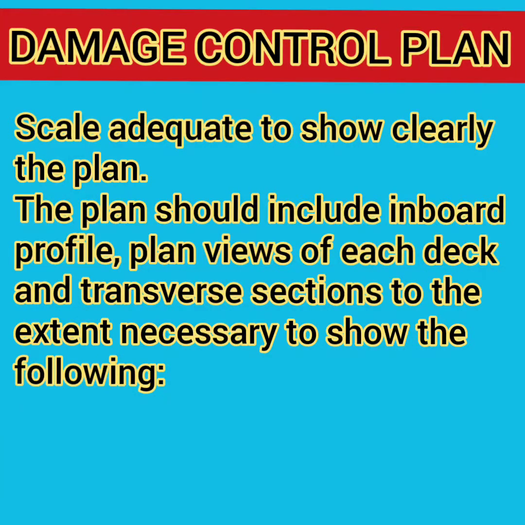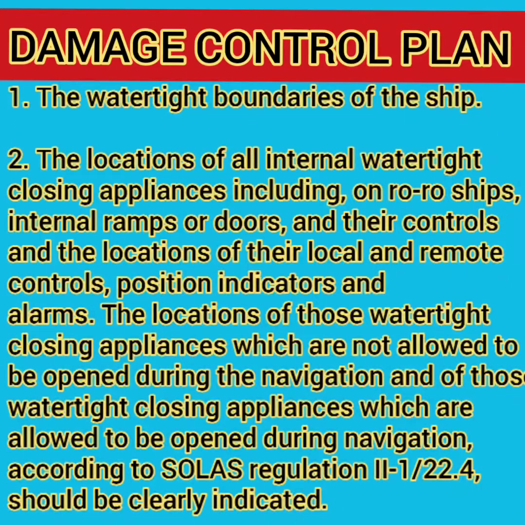Now I want you to think for a moment. If a ship has sustained some damage, what would be the information that the people on board that ship would be interested in? Clearly, if there is damage on the hull, I want to know the watertight boundaries of the ship, at what point the water will stop. Then I want to know about the watertight closing appliances like watertight doors, ramps, internal ramps, and how to control them, where the locations are, whether they can be remotely or locally operated. Is there any position indicator for these doors?